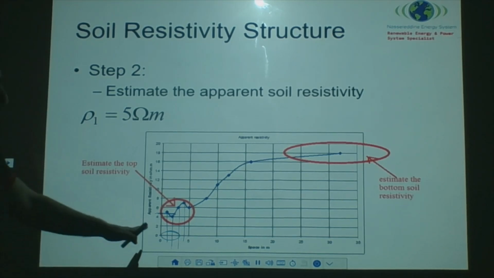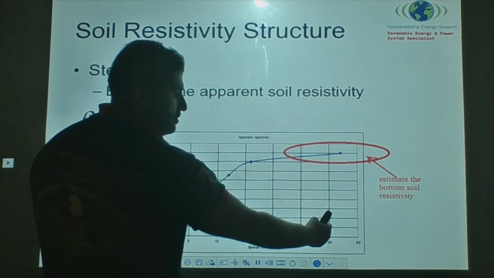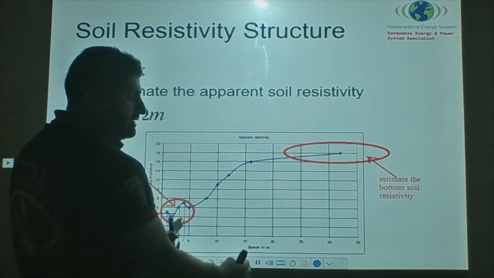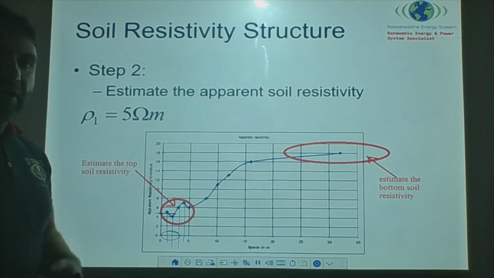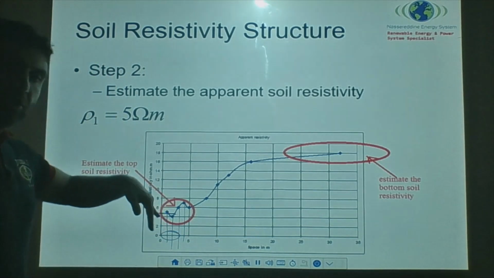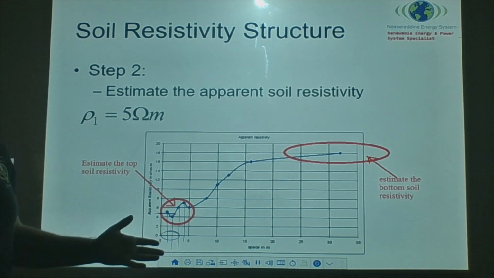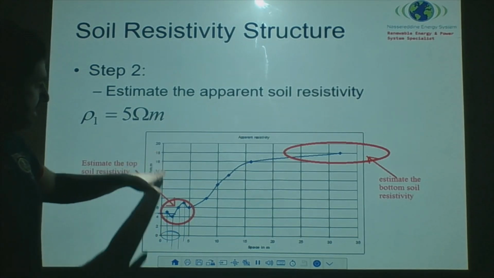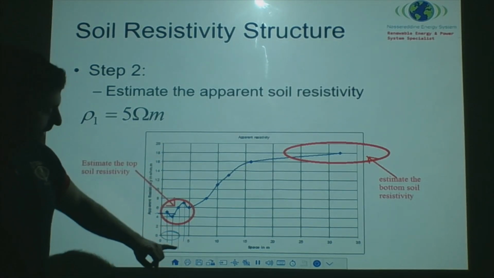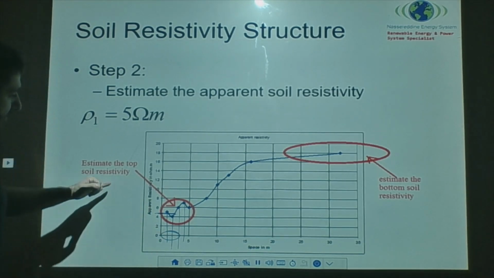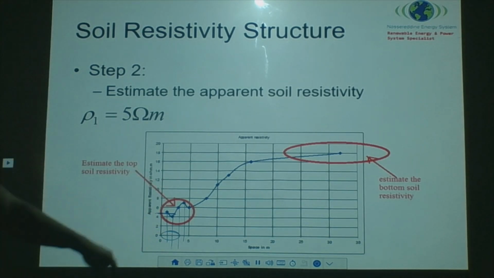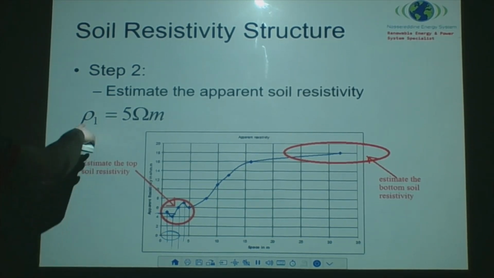As you can see, that's a small system. I'm designing a small system, so the electrode shouldn't go too deep unless I have a very high soil resistivity. But I can see the soil resistivity is very low. So I have 4, 5, and 6. It's about 5. That is your soil resistivity at this point.